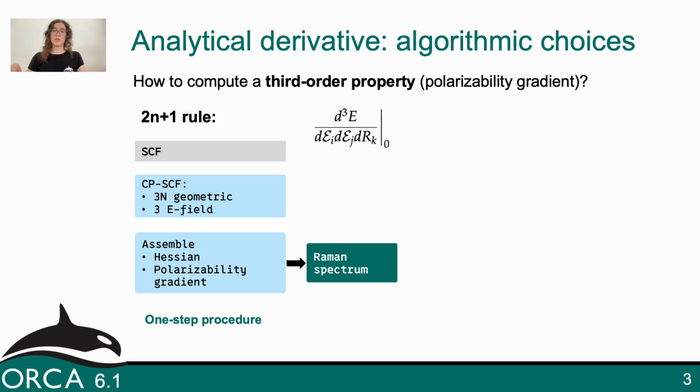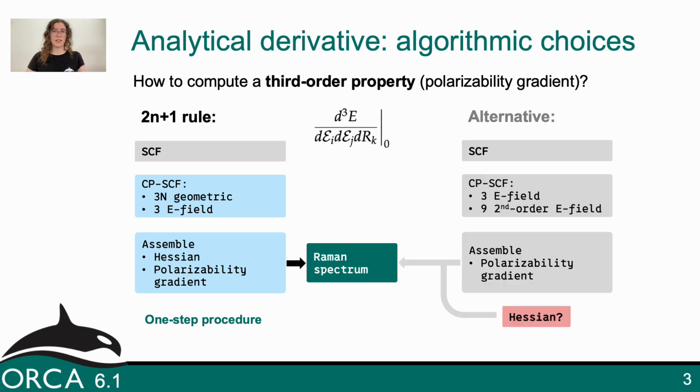responses, and we will also need the responses of the wave function to the electric field perturbation. So we additionally need to solve 3N geometric response equations, where N is the number of atoms, and 3 electric field response equations. And that, together with whatever property integrals arise in the expressions for these properties, will give us enough information to assemble both the Hessian and the polarizability gradient. And from them, we can calculate the Raman spectrum. And the nice thing about this is that it's a one-step procedure where in one calculation you get both Hessian and polarizability gradient.